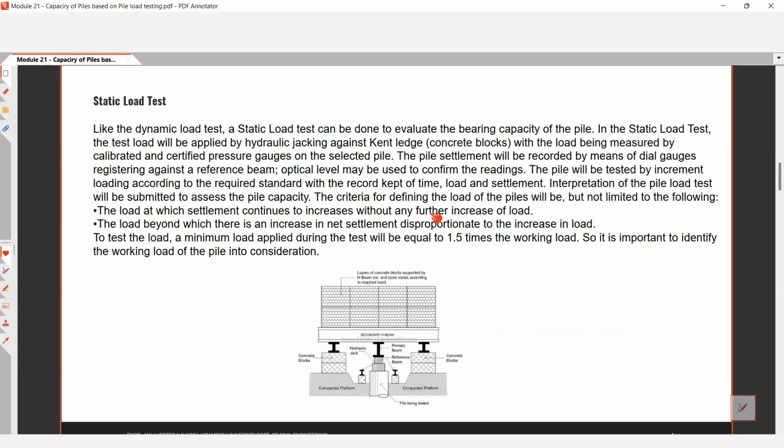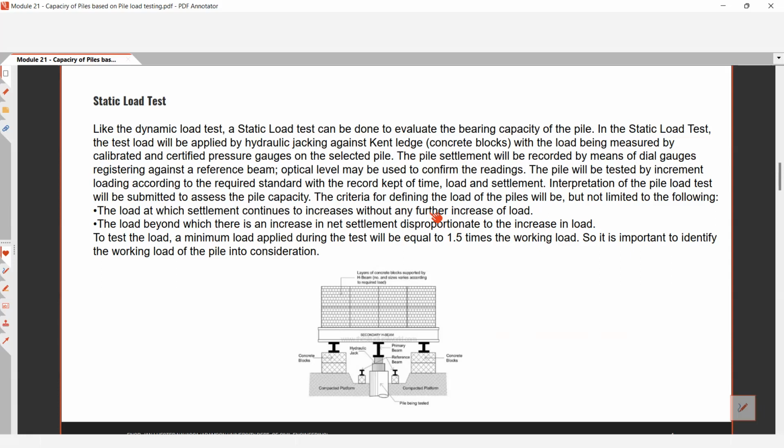So the pile will be tested by incremental loading according to the required standard with a record kept of time, load, and settlement, so that you can graph the testing. Interpretation of the pile load test will be submitted to assess the pile capacity. The criteria for defining the load of the piles will be, but not limited to, the following.